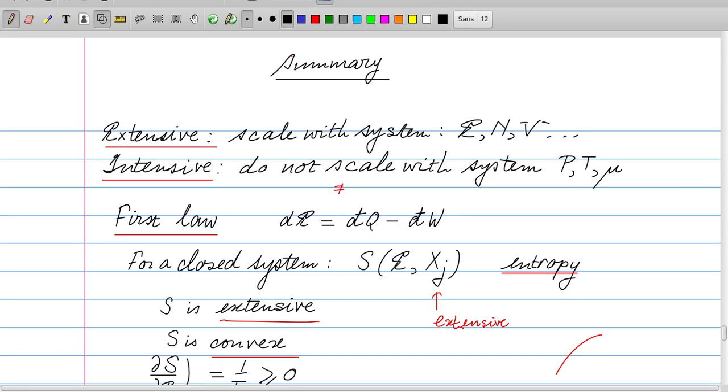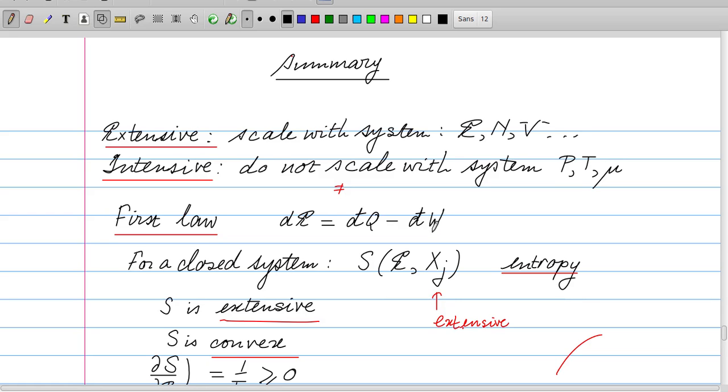Let us finally summarize the main points addressed in this movie. We work with thermodynamic variables, and they either scale with the system size, examples include the energy, the number of particles and the volume, or they do not. If they scale with the system size, we call them extensive. If they do not, we call them intensive. If we want to change the energy of a system, we can do that in two ways. We can either supply heat or extract heat from the system, or we can let the system do work, or we do work on the system. And the change in energy is then given by the heat supplied to the system minus the work done by the system.